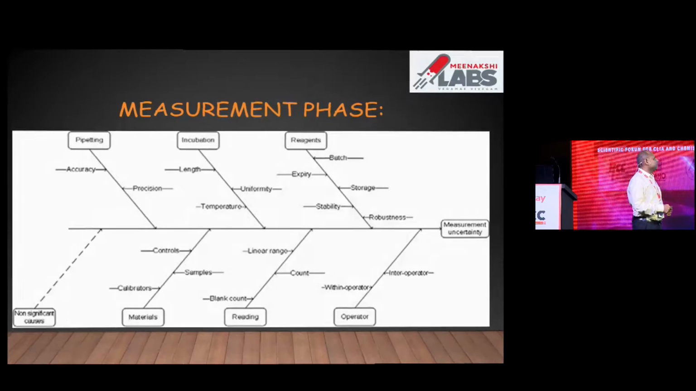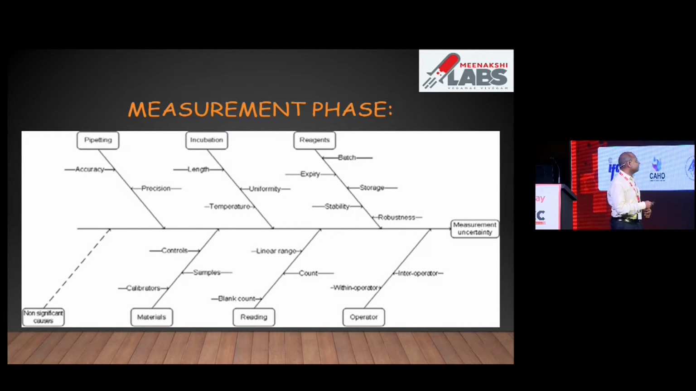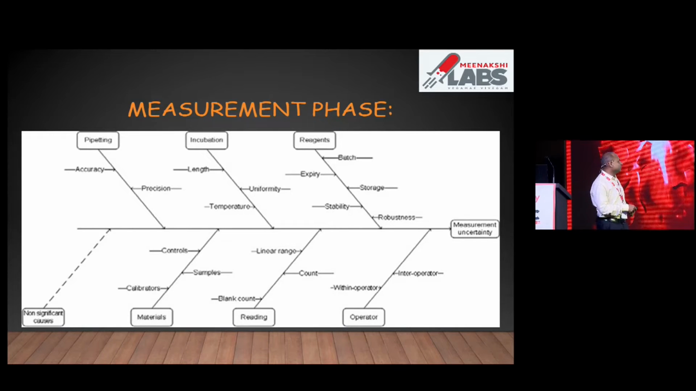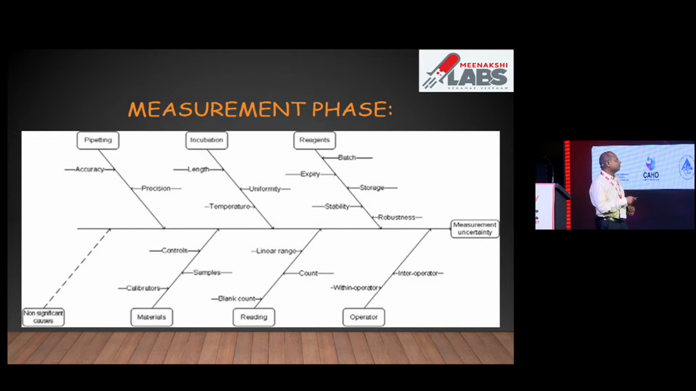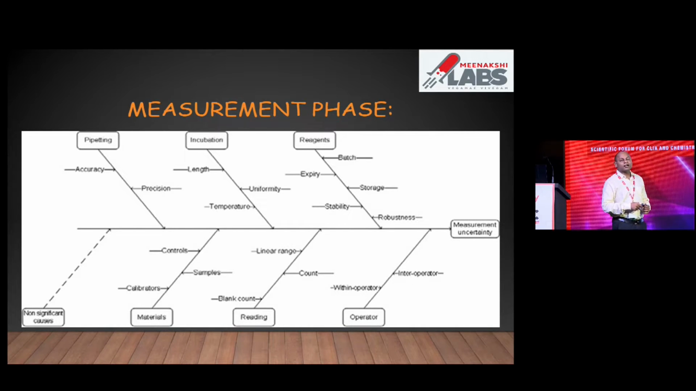Then coming to the examination stage, you can see in this diagram there are various sources such as pipetting, which will affect the accuracy as well as precision. Then there are non-significant causes. Then causes related to the materials, which include calibrator, controls, samples, readings or observations I have made on the basis of blank count, linear range or the absolute count. Then the variation also depends upon the incubation period, length of the incubation, uniformity of the temperature during the incubations and temperature which is accurately followed during the incubation phase.